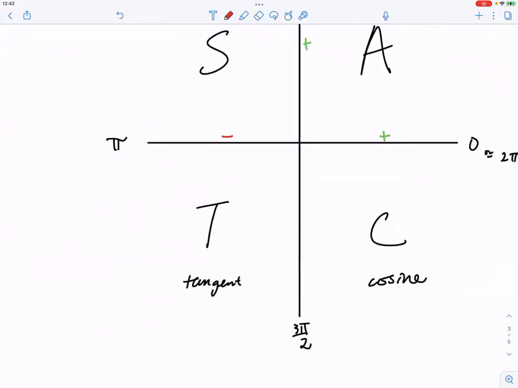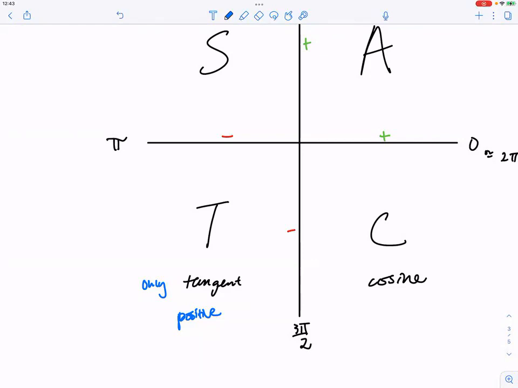And then for quadrant 3, only tangent is positive because both x and y are negative. Both adjacent side and opposite side would be negative, so tangent would be positive. And for quadrant 4, the adjacent side is positive. That's nice, cosine is positive. But the y value, the opposite side, is going to be negative.